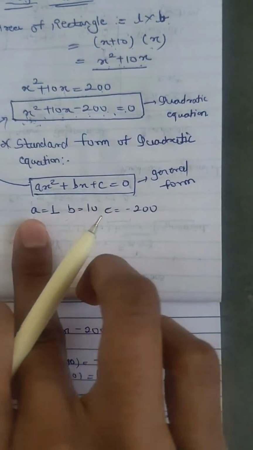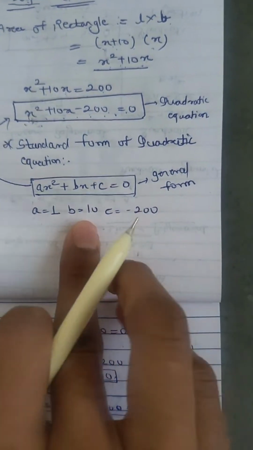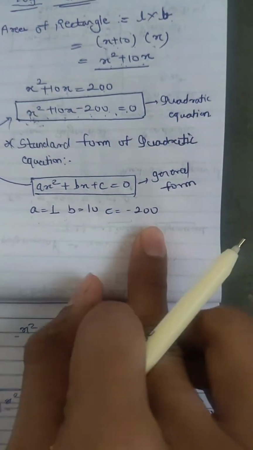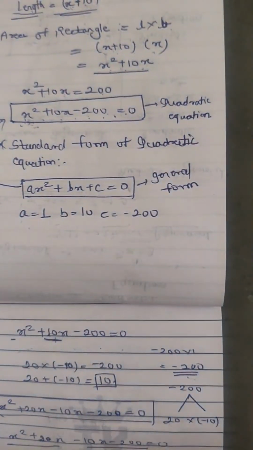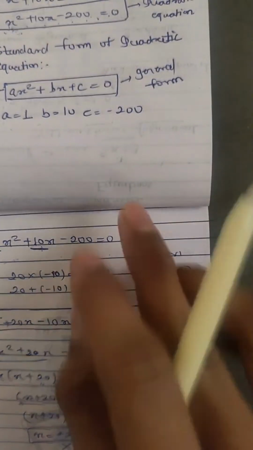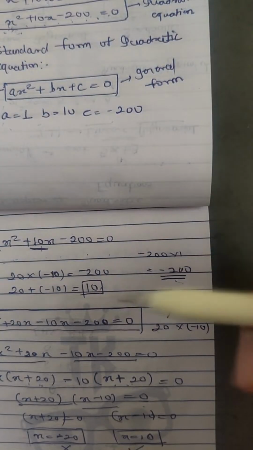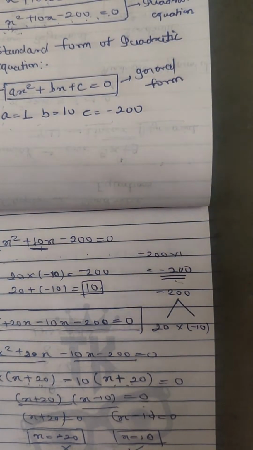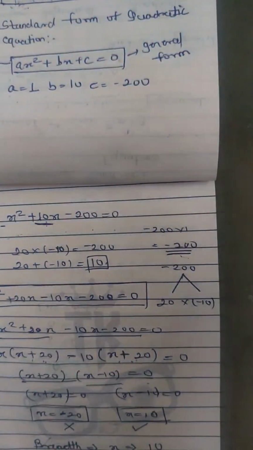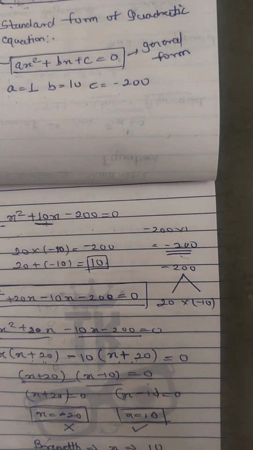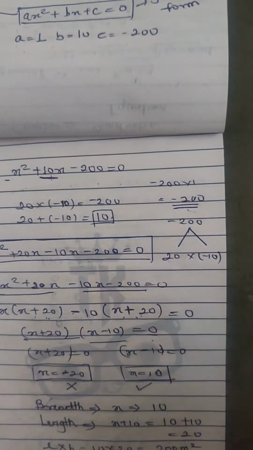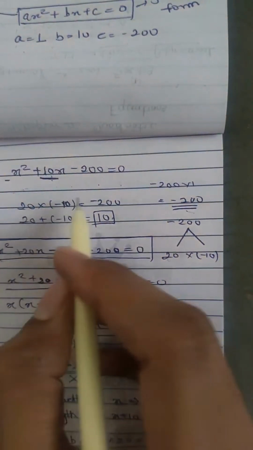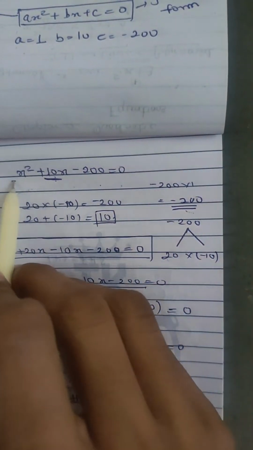we get here the value of a is equal to 1, b is equal to 10 and c is equal to minus 200. The methods by which we can solve this equation and get the roots of this equation are the factorization method, the formula method and so on. We will study the factorization and other methods in this chapter in the next part. So suppose we want to solve it, how can we solve it here?